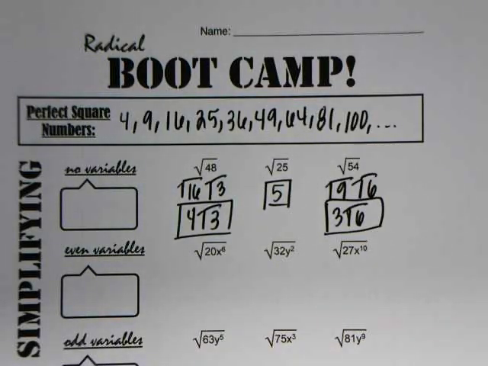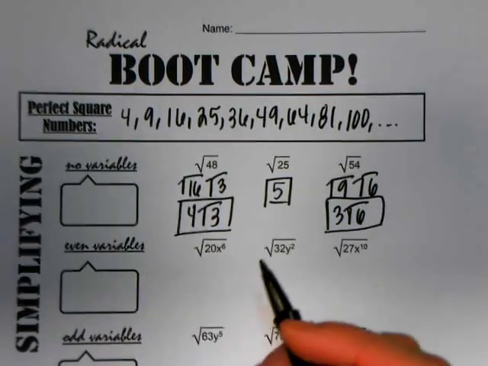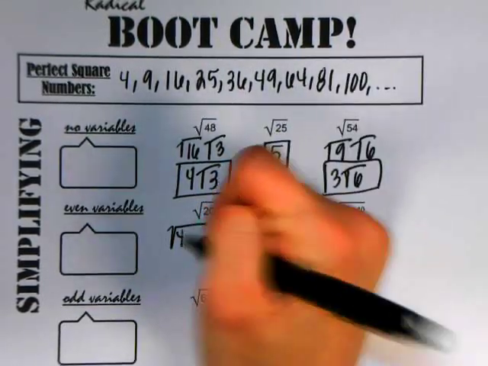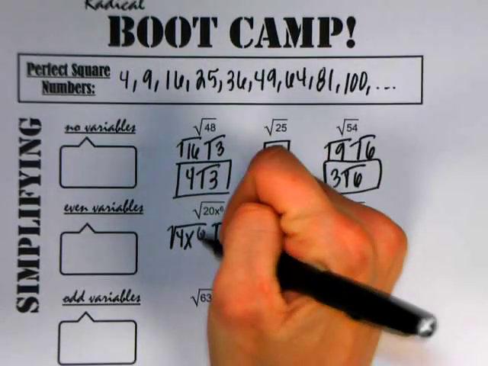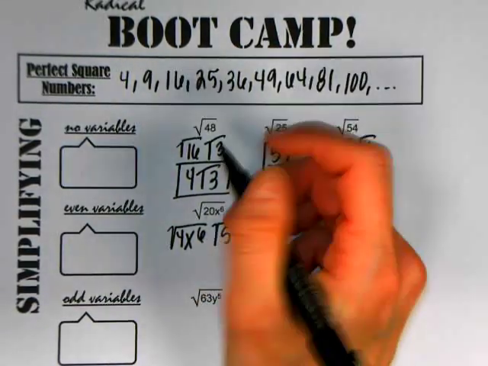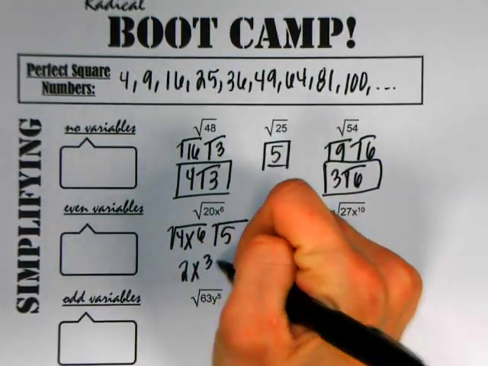All right, next section we have even variables. So when you have an even variable, that means the whole thing goes in the first one. So for 20, you're going to do 4 times 5, and the whole x to the 6th will go in the first one. And then when you take the square root, do half of the exponent, 2x to the 3rd, radical 5.